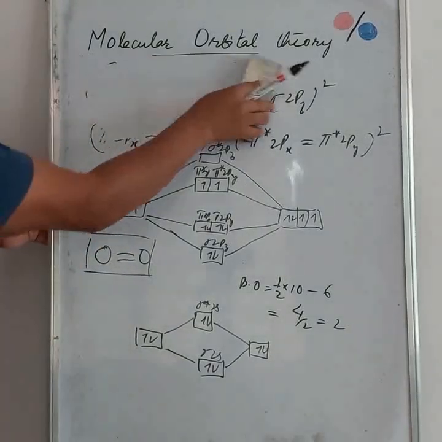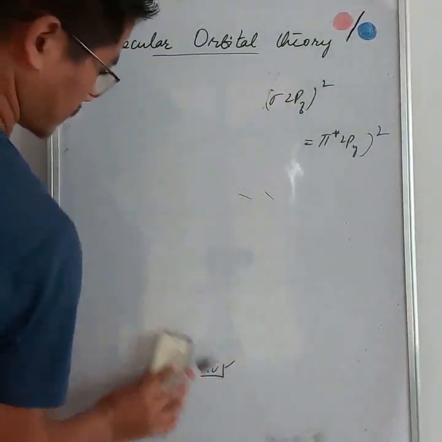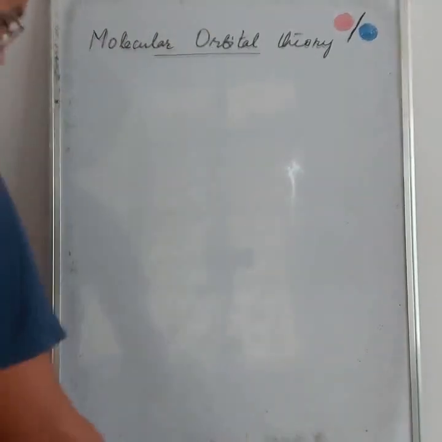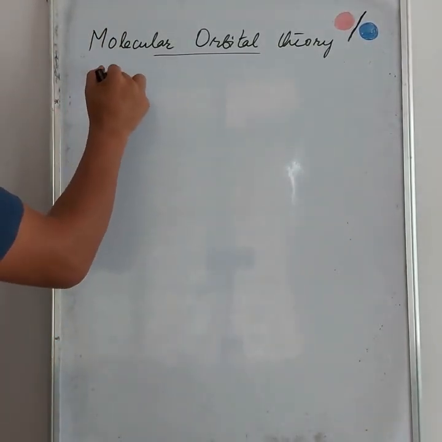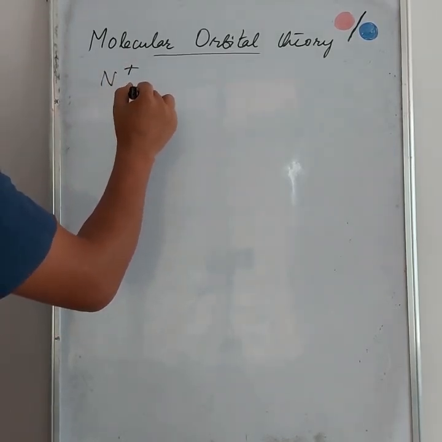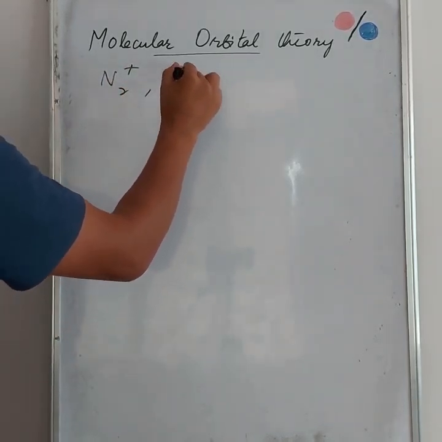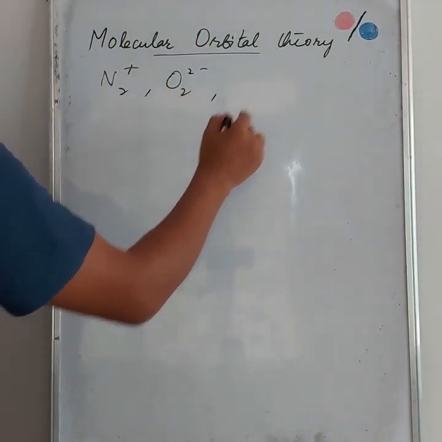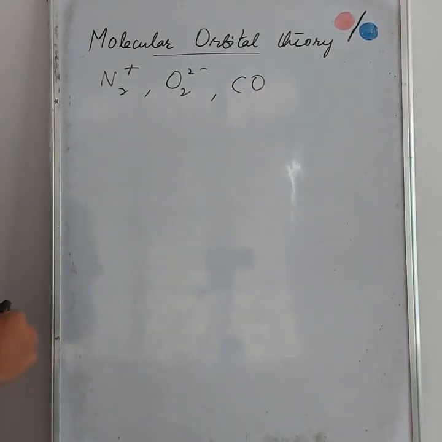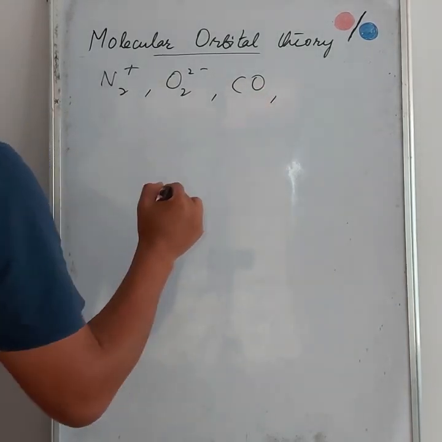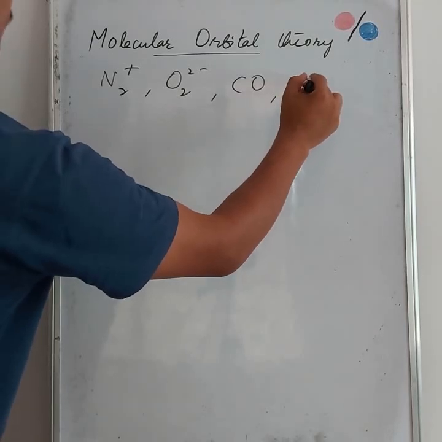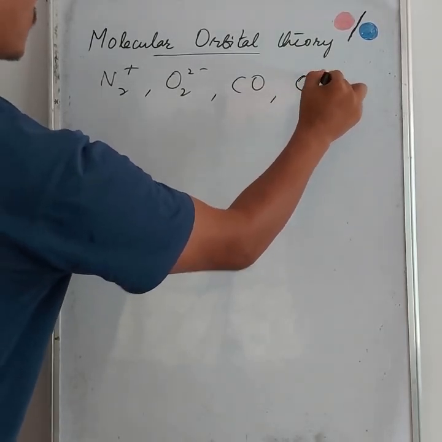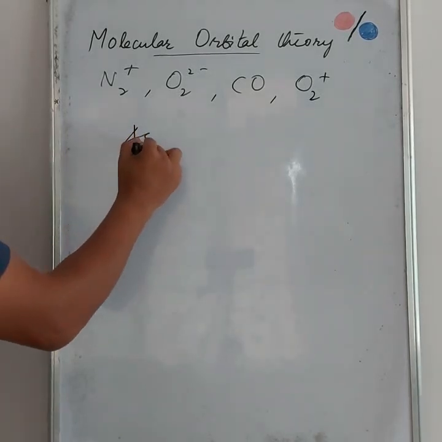So for your practice, you can check the bond order of O2 minus as well as the molecular orbital diagram, even carbon monoxide, and then, yeah, oxygen. So this is another assignment.